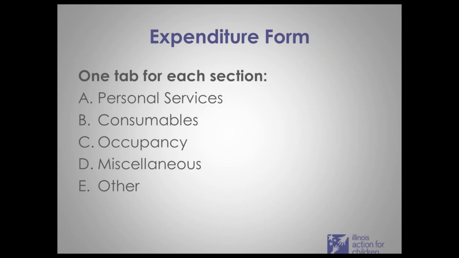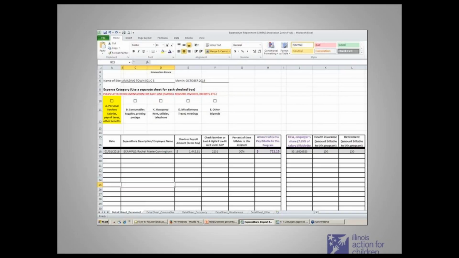So again, that's personal services. We have consumables, occupancy, miscellaneous, and others. So we have one tab for each section on our expenditure form, which looks a little bit like this. And then again, I'm going to show you, and we're going to walk through that.